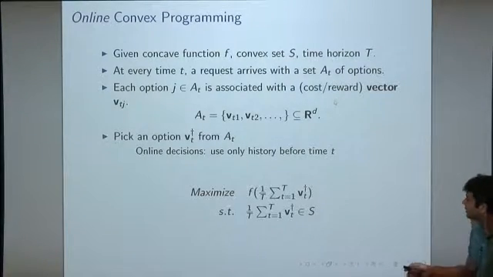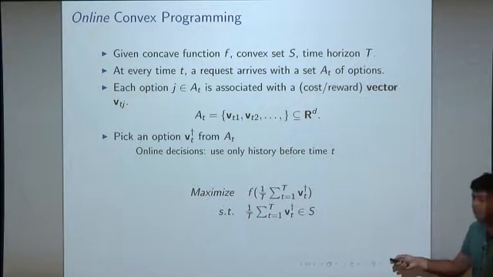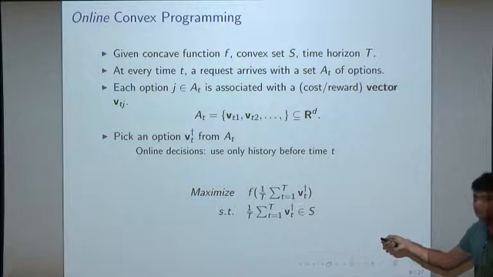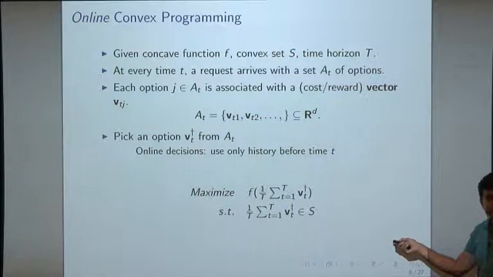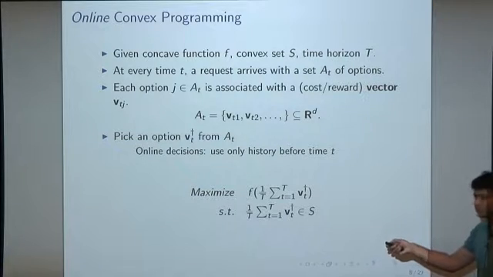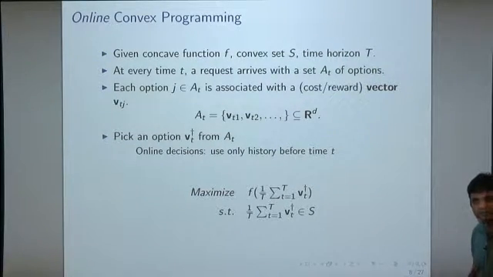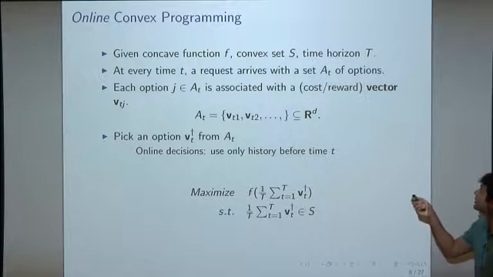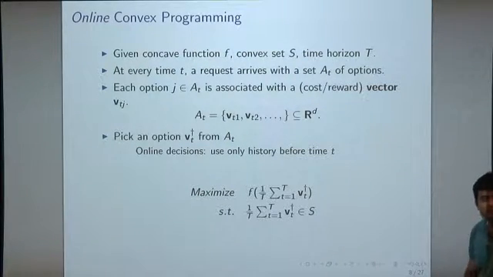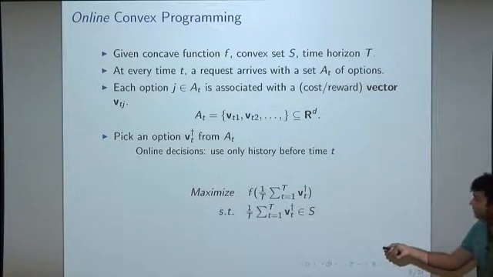And what is your goal? The goal is to maximize this function f of the average of all the vectors that you pick. So you can think of it as a function of the sum, but it's just more convenient to think of it as an average for us. But the two are equivalent. If you know the time horizon, you can just scale everything. Okay, and then the constraint is that the average has to lie in S.